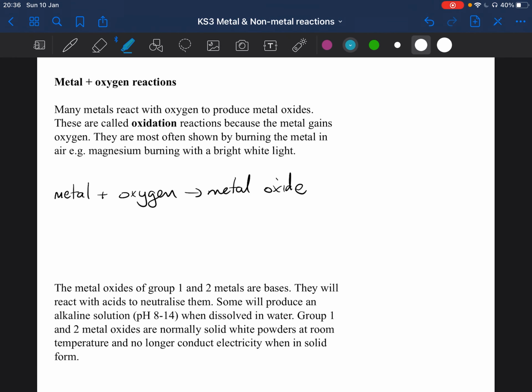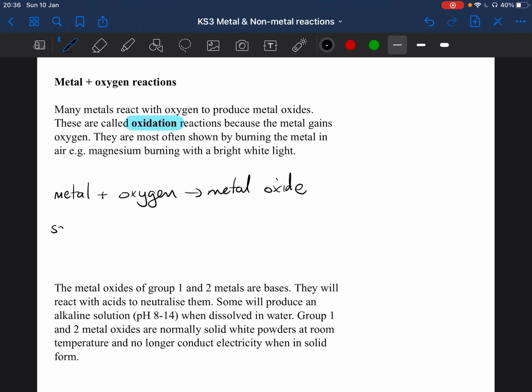Now there's a key word in here that you guys need to know. Whenever anything reacts with oxygen, we call it an oxidation reaction. And that's because we are actually adding oxygen to whatever it is that we are reacting it with. So when we look at this, we get our metal and we add oxygen and we end up with a metal oxide. When that happens, we will always get the name of the metal and then the oxide as the name of the chemical at the end.